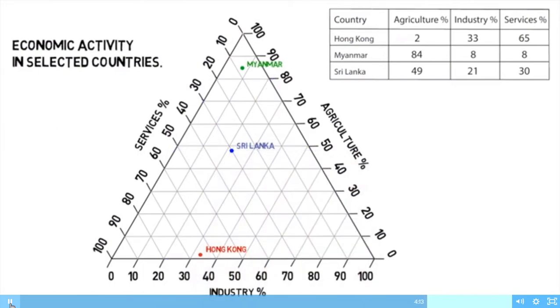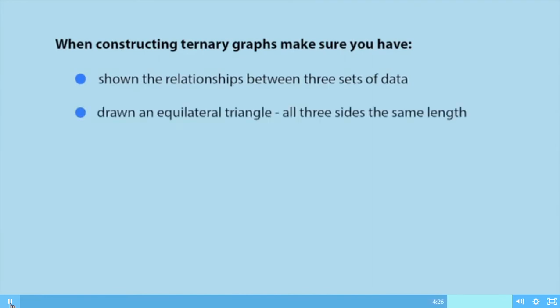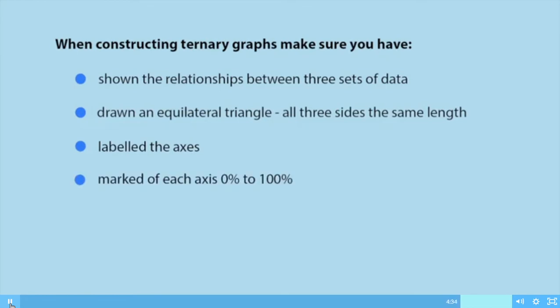Here is our finished ternary graph. When constructing ternary graphs, make sure you have shown the relationships between 3 sets of data, drawn an equilateral triangle, all 3 sides the same length, labelled the axes, marked off each axis 0 to 100%, have a 0% and a 100% on each corner of the graph.